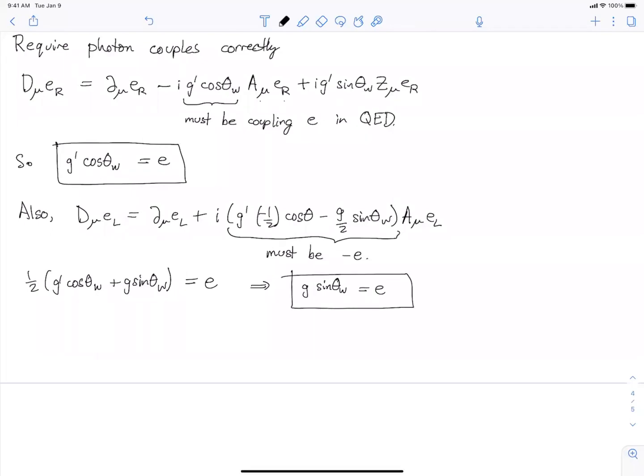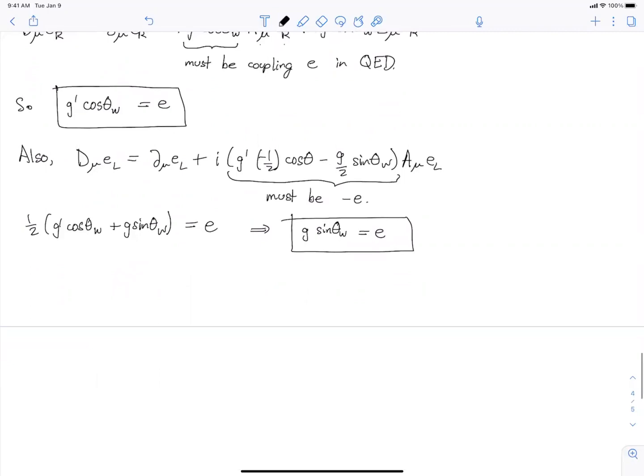Okay, so we've derived two equations that relate the standard model Lagrangian to the QED Lagrangian by matching the weak mixing angle and the two couplings in the standard model theory to the one coupling that exists in the QED theory.